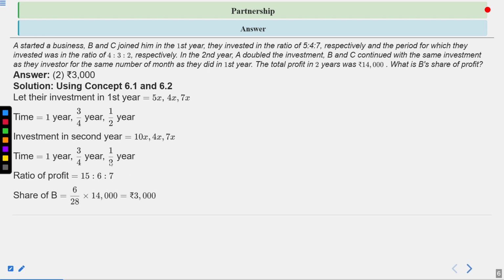Now the share of B will become, because the whole profit is 15 units plus 6 units plus 7 units, which becomes 28 units. And out of that, 6 units is the profit share of B. So 6 upon 28, and this 28 is equal to 14,000, which is given for 2 years. So when we simplify it, we get the share of B in profit, which is 3,000 rupees. Second is the correct answer of this question. Next one.